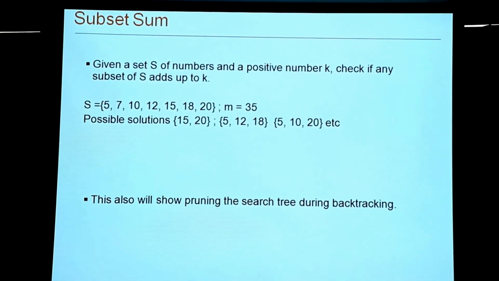Okay, so the problem is like this. I think people saw this problem before also in DP maybe. Given a set of numbers S and some positive number K, check if any subset of S adds up to K. For example, you are given this set S, and M is 35. One possible solution is you take 15, 20, which is a subset of this set and adds up to 35. Another solution may be 5, 12, 18, which also adds up to 35, and so on. So you can report any subset of S which adds up to 35.